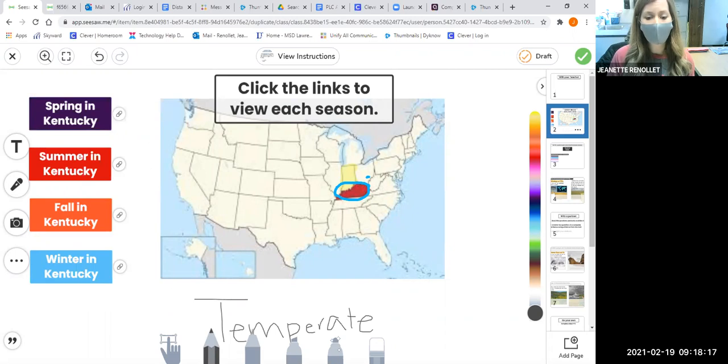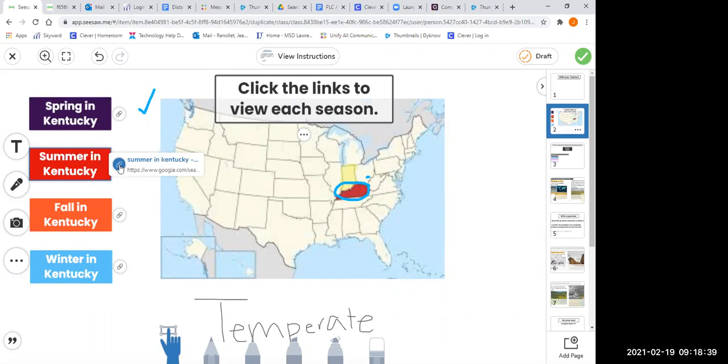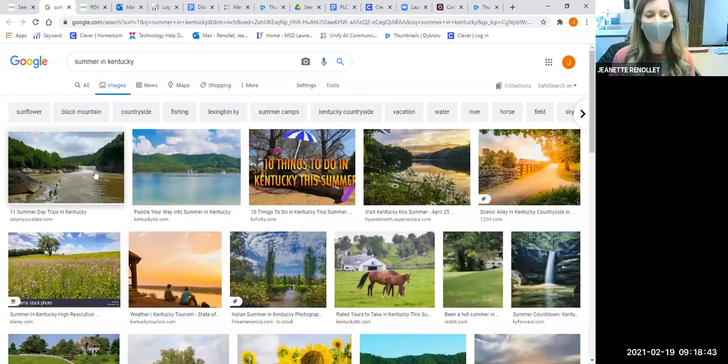We have just explored what spring looks like in a temperate region. Next, let's click on the red link. We know that temperate regions can have summer. Temperate regions have hot summers and cold winters. So let's click on the red summer link and see some pictures of what summer might look like in Kentucky.